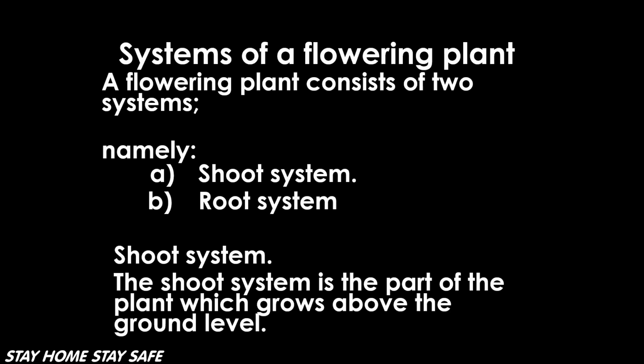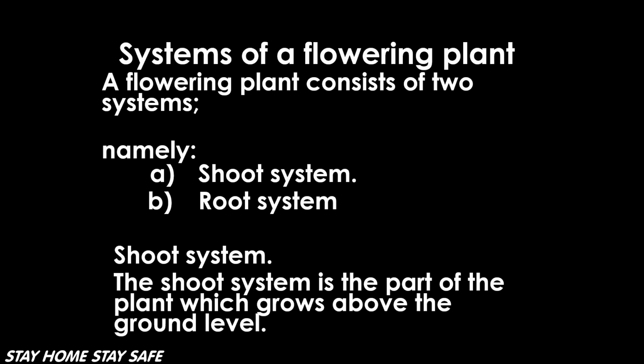Remember last time I told you the flowering plant is divided into 2 main systems. Let's first of all remind ourselves. The 2 systems are the shoot system and the root system. And the shoot system, we say this is the part of the plant which grows above the ground. And it has got several parts. Any part above the ground forms the shoot system.